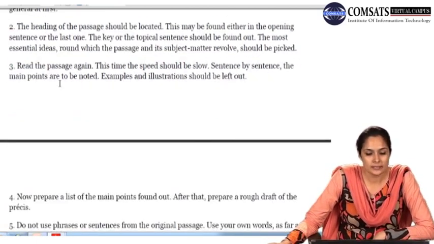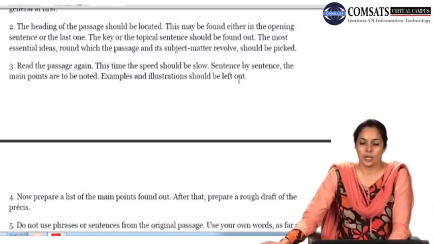Number 3, read the passage again. This time the speed should be slow. Sentence by sentence, the main points are to be noted. Examples and illustrations should be left out.